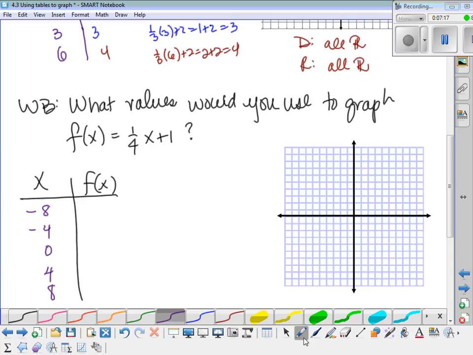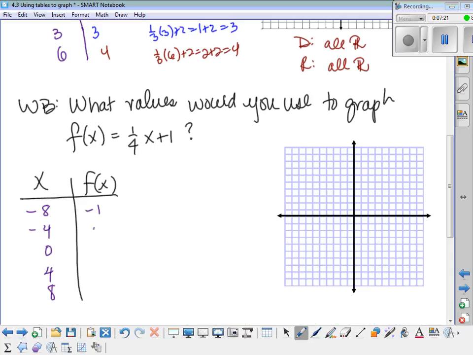All right, so when you plugged in those values, you should have gotten -1, 0, 1, 2, and 3. So -8, -1; -4, 0; 0, 1; 4, 2; and 8, 3. So your line should have looked something like that. All right, back to your notes.